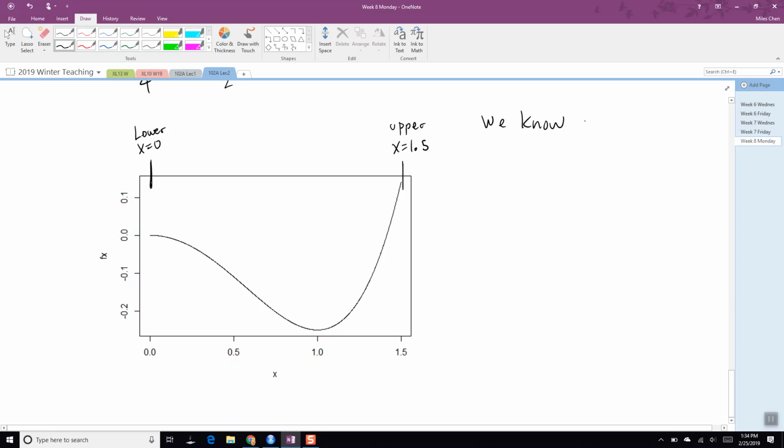We'll just start off, and for simplicity, we'll say we know one local minimum exists between the lower and upper bounds.